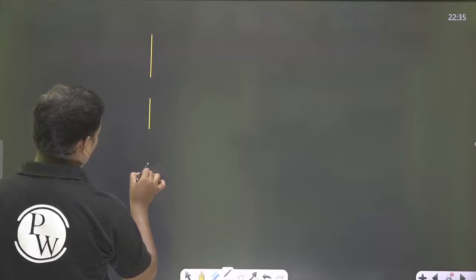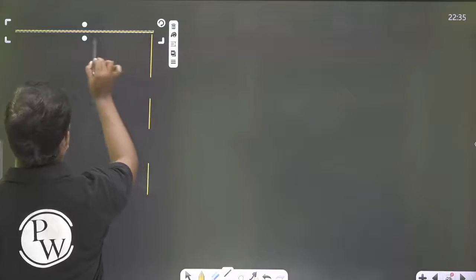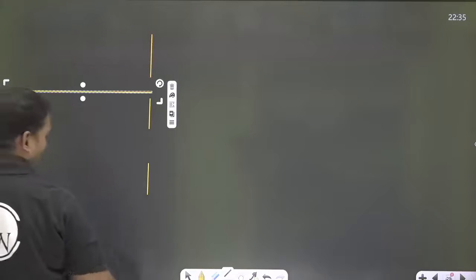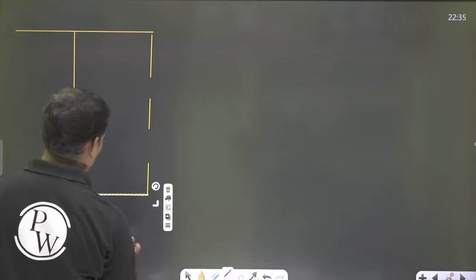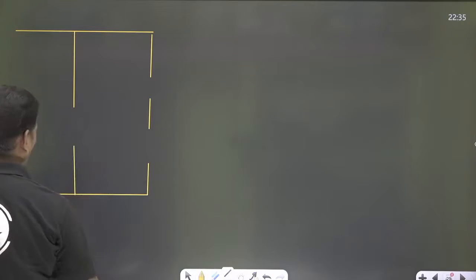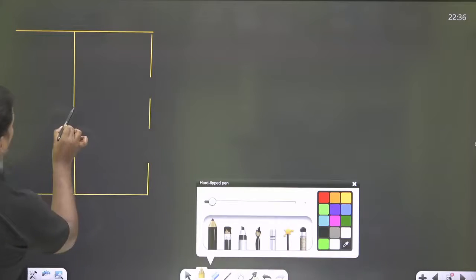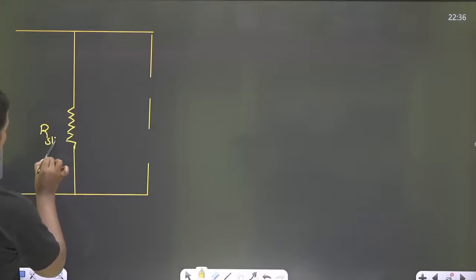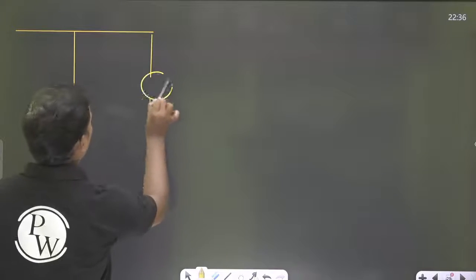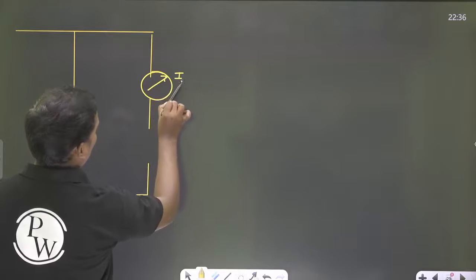And now I am attaching a swamping resistance. And this is the total current. And across it we are having one shunt resistance. Okay, let us see. So this is our shunt resistance. And this is our meter, IM, with its internal resistance RM also there.